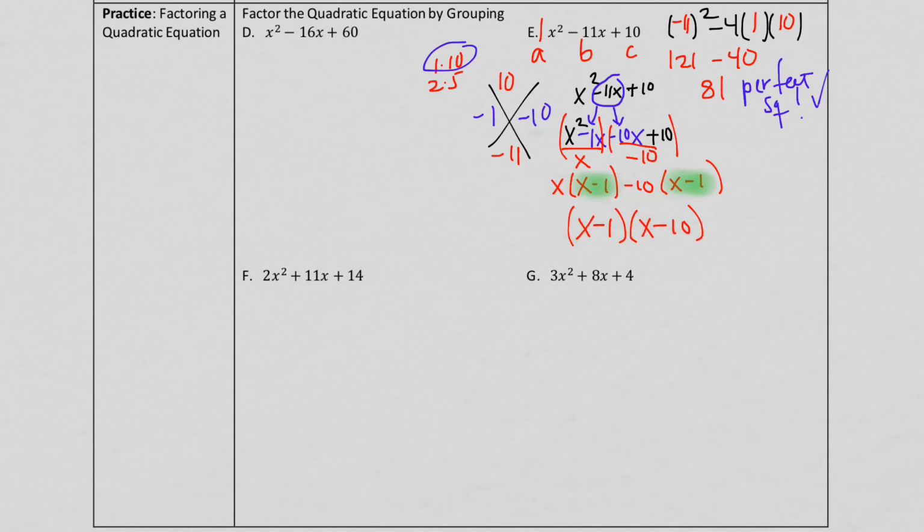I factored this question, where x minus 1 is a factor, x minus 10 is a factor. Guys, at this point, go ahead and pause the video and please try F, G, H, and I. They're just 4 more examples.